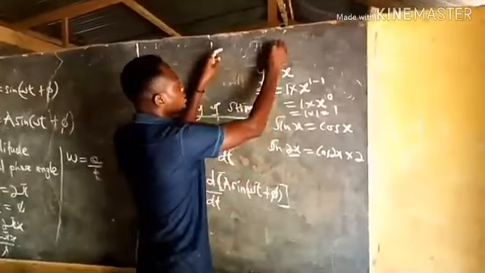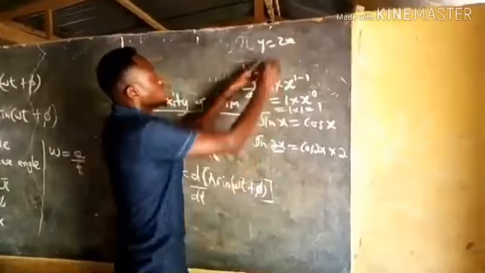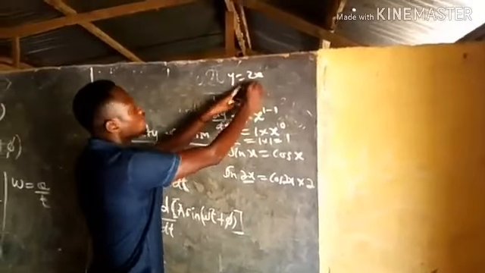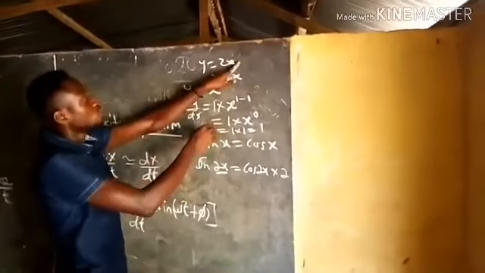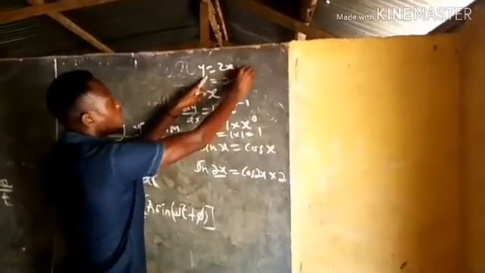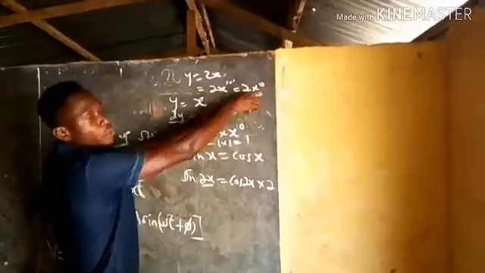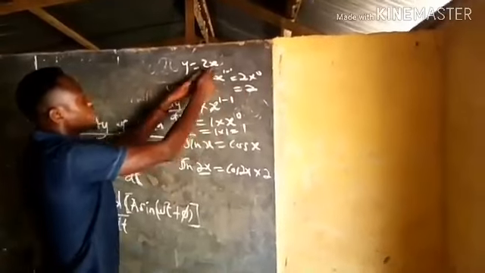How do you differentiate y equals 2x? Here the power is still 1. So it's going to be 1 times 2x, which gives us 2x. Then you subtract 1 from the power, so it will be 1 minus 1. So this will give us 2 times x to the power 0, and x to the power 0 is 1, so you get 2. So if you differentiate 2x, you get 2.